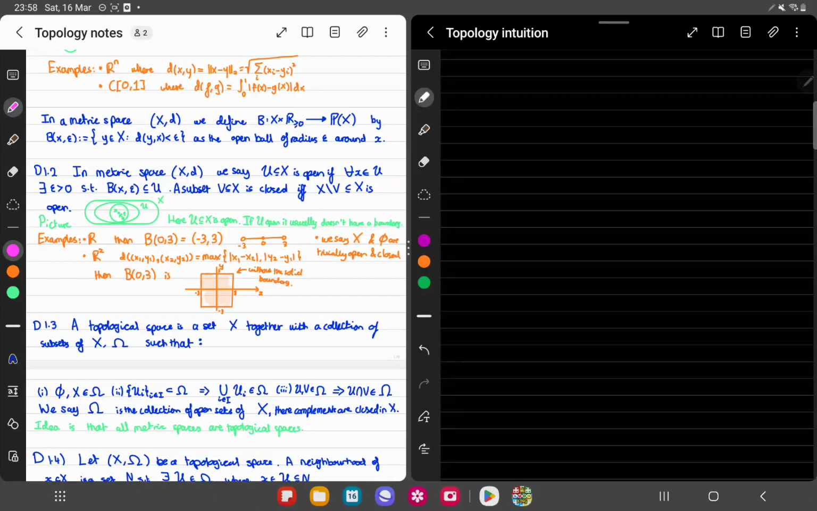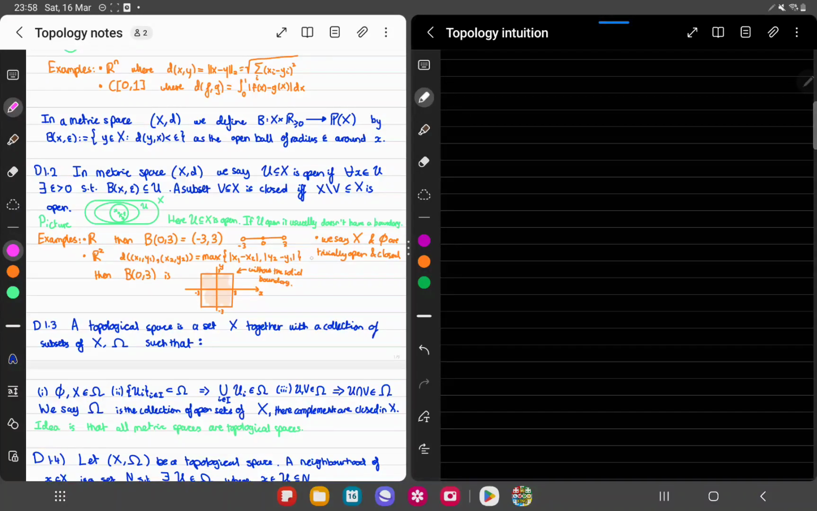There's this entire theorem that says if you take arbitrary unions of open sets, you get open sets. Finite intersections of open sets are open. The empty set and the whole set are all supposed to be open sets. There might be something else, but I can't think of anything.